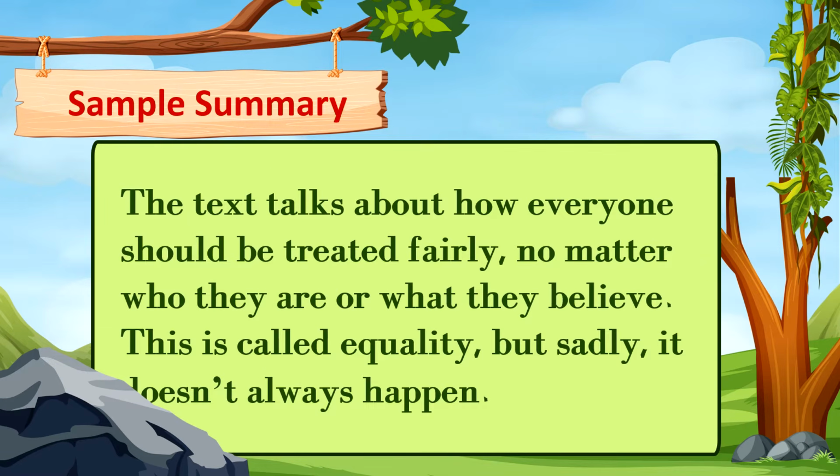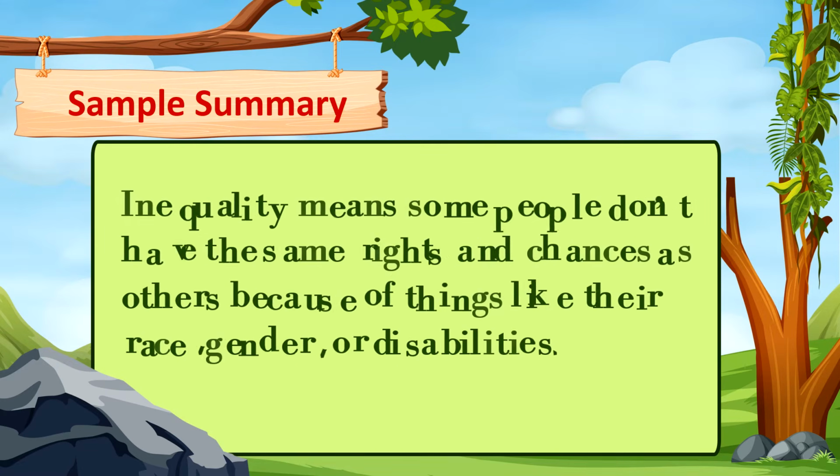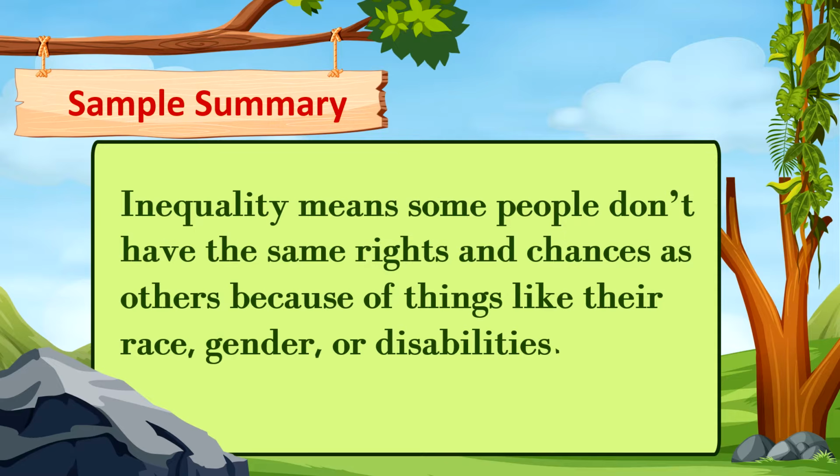Now here's a sample summary. The text talks about how everyone should be treated fairly, no matter who they are or what they believe in. This is called equality. But sadly, it doesn't always happen. Inequality means some people don't have the same rights and chances as others because of things like their race, gender, or disabilities.